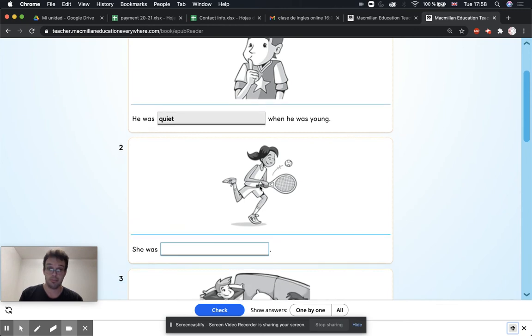She's playing tennis. What word can we use to describe her? ¿Qué palabra para describirla? We'll say she was active. Yeah, active, doing lots of sports. She was active. Ahora decimos cuando era joven. When she, let's go, was young. She was active when she was young.